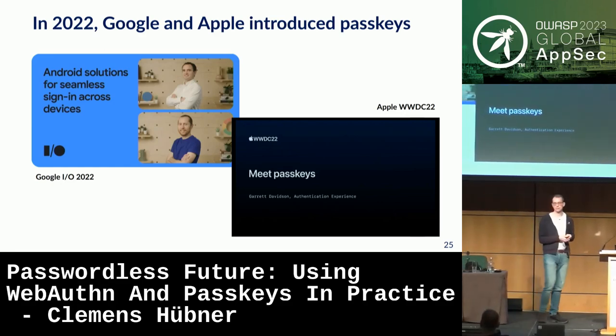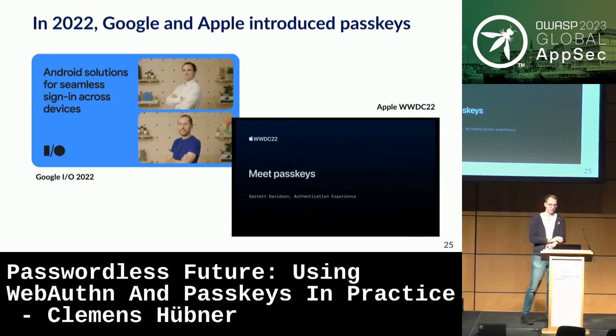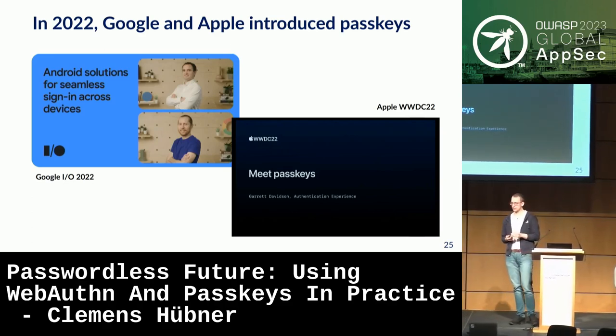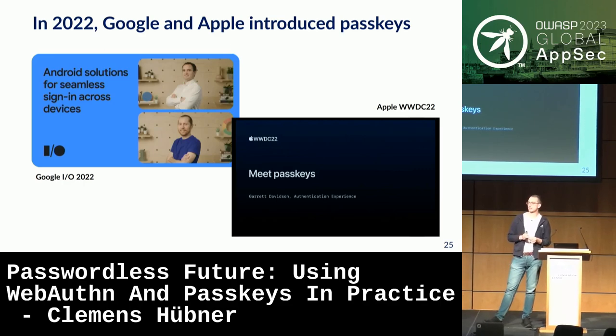Both Google and Apple introduced something they called passkeys, and that's actually the next step of passwordless authentication, and that's what we want to have a look at in the second half of my talk. So in, I think it was May and June, yeah, both Google and Apple, not really coincidentally, announced that they have something new for their users to authenticate, and this is what passkeys are.